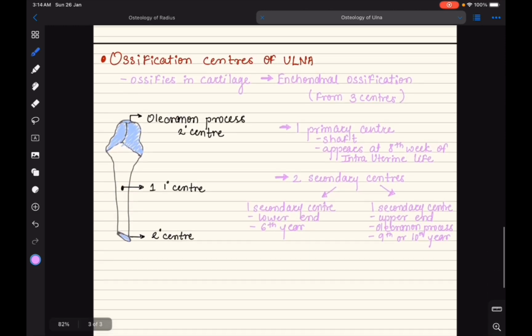Now we have the ossification centers of the ulna. The ulna ossifies in cartilage, that is endochondral ossification, and it happens from three centers. The first, the primary center, is located at the shaft and appears at the 8th week of intrauterine life. Secondly, there are two secondary centers. The first is located at the lower end, which appears at the 6th year. The other secondary center is located at the upper end on the olecranon process and it appears at the age of ninth or 10th year.